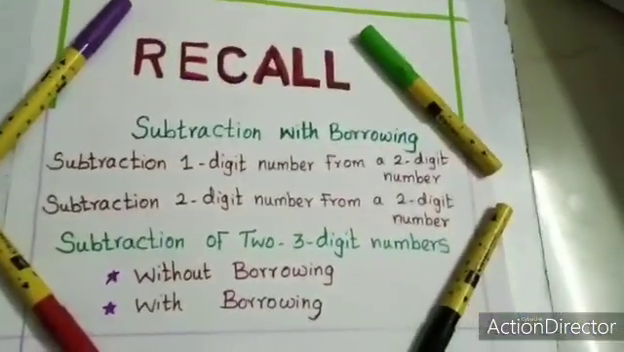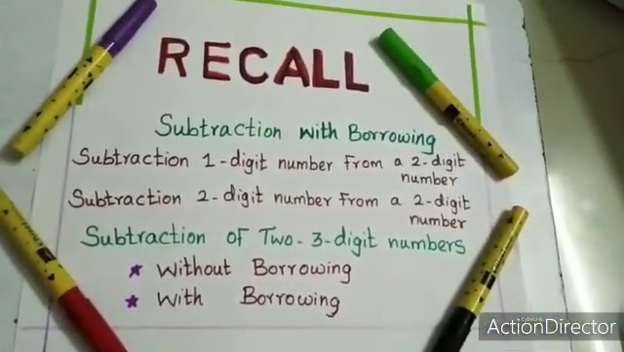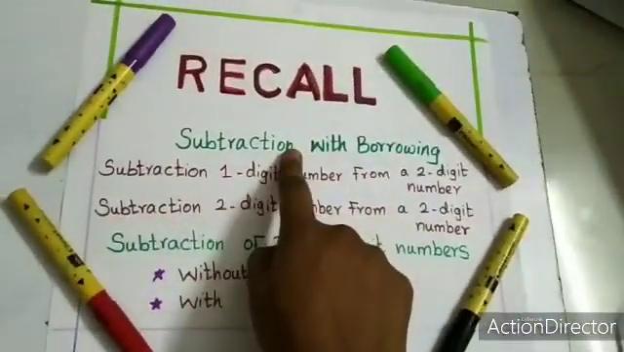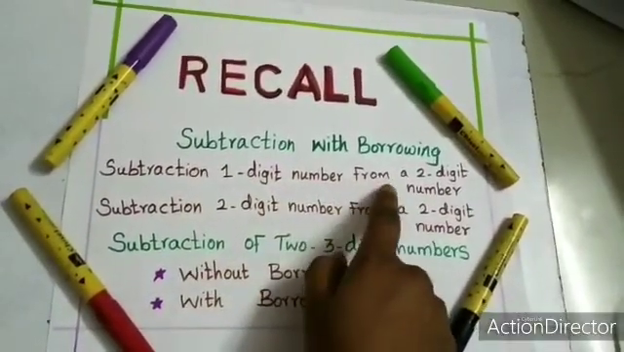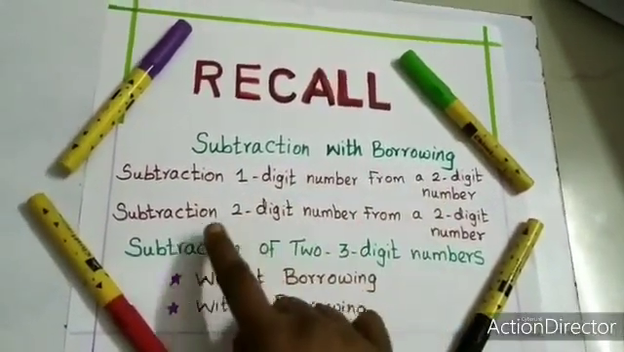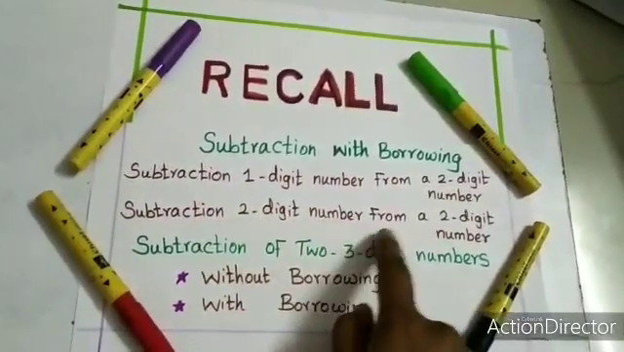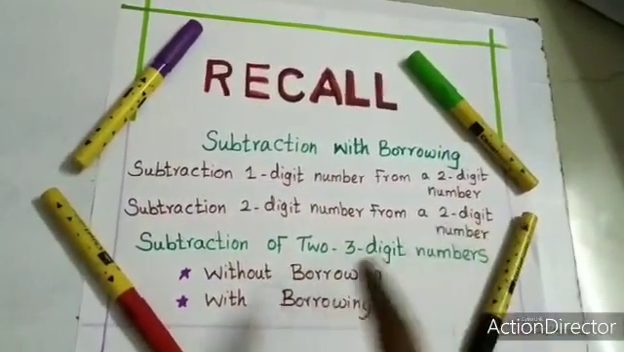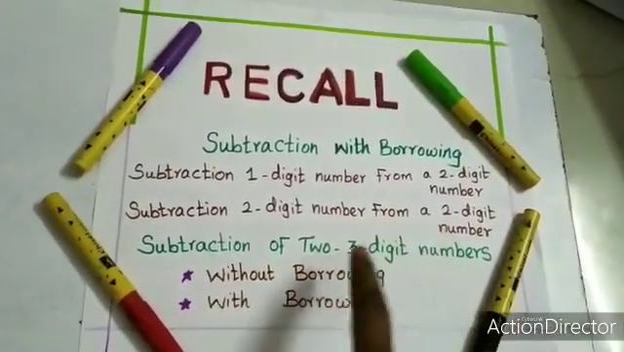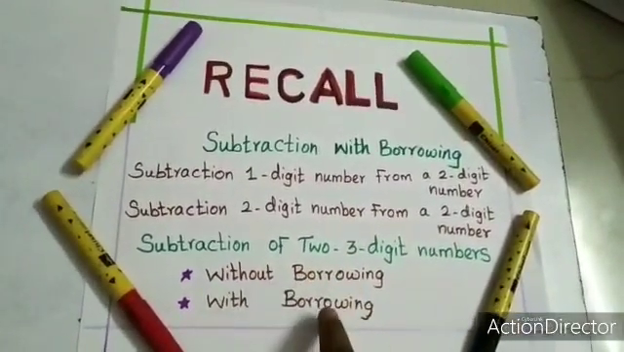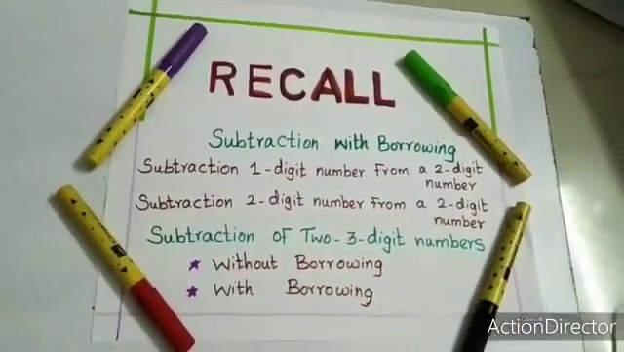Before going to the topic, let's recall about subtraction with borrowing, subtraction of a one-digit number from a two-digit number, subtraction of a two-digit number from a two-digit number. Next, subtraction of two three-digit numbers without borrowing and with borrowing.